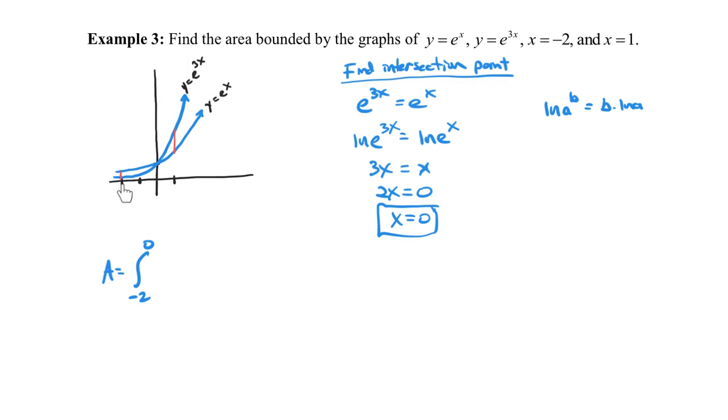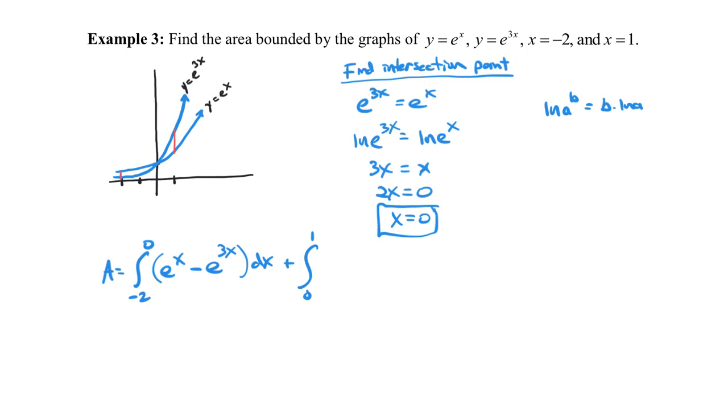So we're going to start from -2 to 0, and it's going to be top minus bottom. Now the top graph here is e to the x. So this is going to be e to the x minus e to the 3x, which is the bottom curve. Then we have to add on the second part, this region here, which goes from 0 to 1. And the -2 and the 1 are from here, right? x equals -2 and x equals 1. So we're looking at the area bounded by these four parts, and that's where the -2 and the 1 come from.